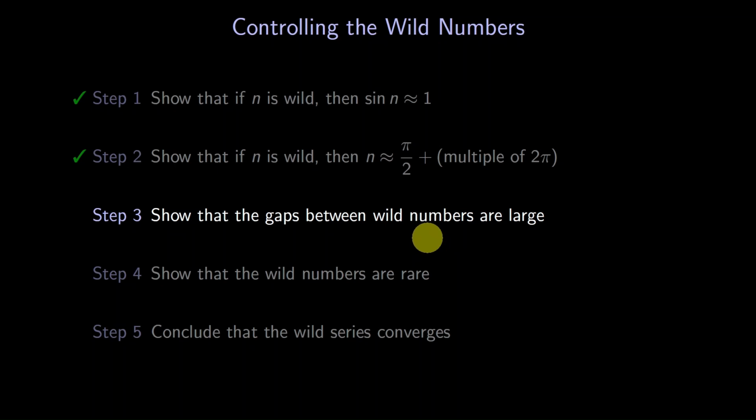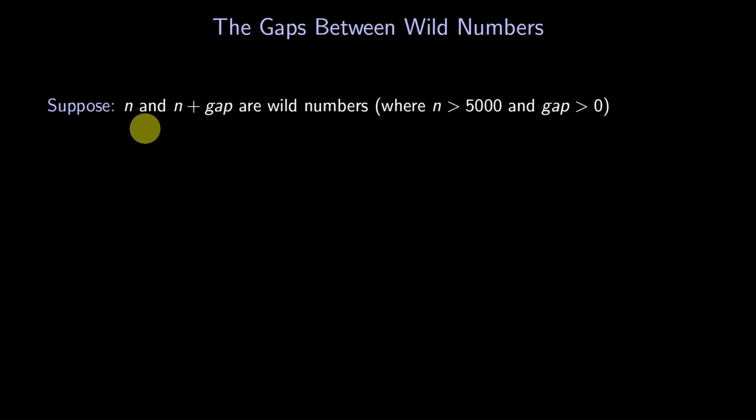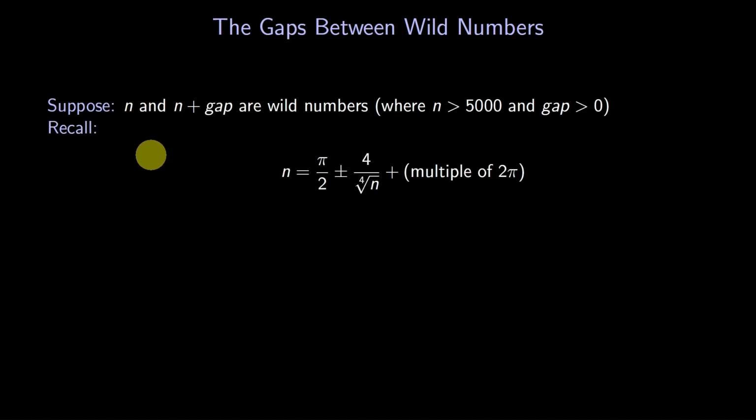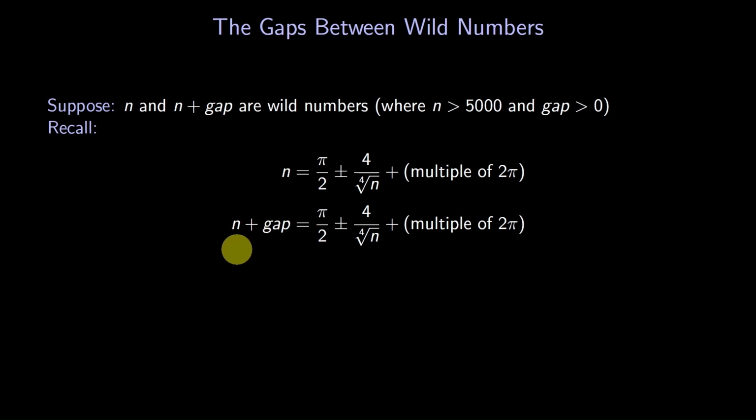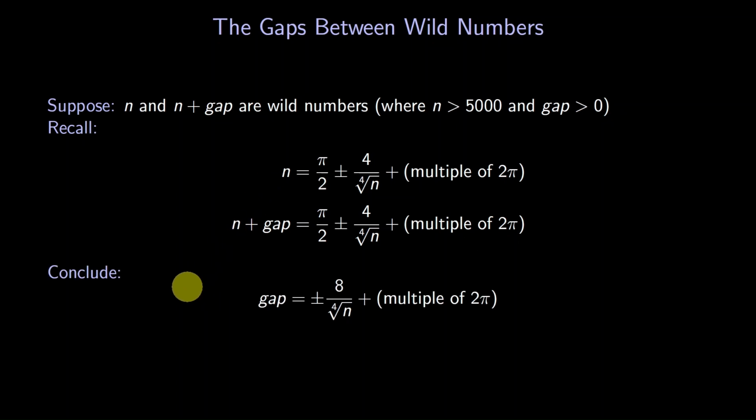Suppose we have 2 Wald numbers. We'll call the smaller one n. We'll call the bigger one n plus gap. For now, we'll assume that n is bigger than 5,000. When analyzing convergence, we can ignore the first few terms. We'll use the result of the previous step. Recall that n is near pi over 2 plus a multiple of 2 pi. The same is true for n plus gap. By subtracting, we see the gap itself is near a multiple of 2 pi.